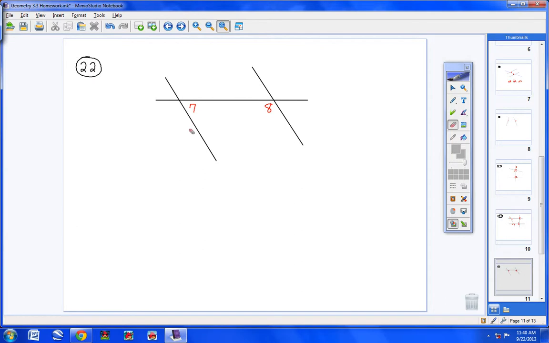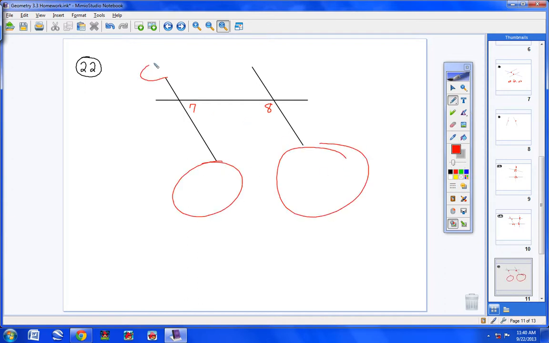22 says, in the bicycle shown below, what is the relationship between angles 7 and 8? Now, I went ahead and got rid of the bike. I guess I could have drawn a tire here and a tire here and put a little seat here and put the handlebars coming off here and all that kind of stuff. But I just didn't want to do that. There's no need. I wanted to draw your attention away from the bike and just the angles, okay? So here's angles 7 and 8.